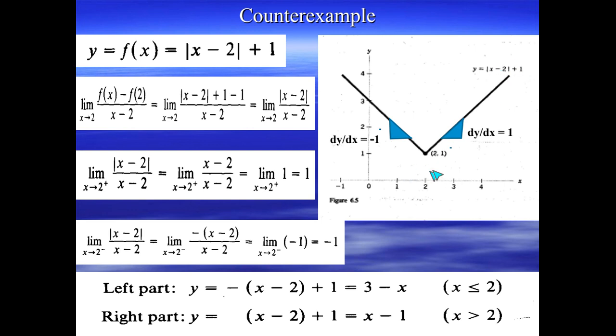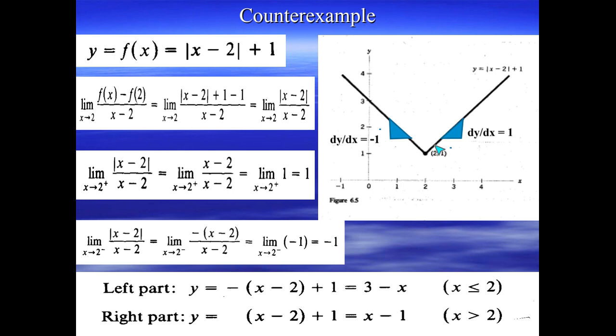So both from the left and from the right hand side, this function goes to 1, and the value of that function at the very point 2, when x is equal to 2, is 1. So its limit exists and is equal to the value of that function at that point. So it is continuous, no problem.